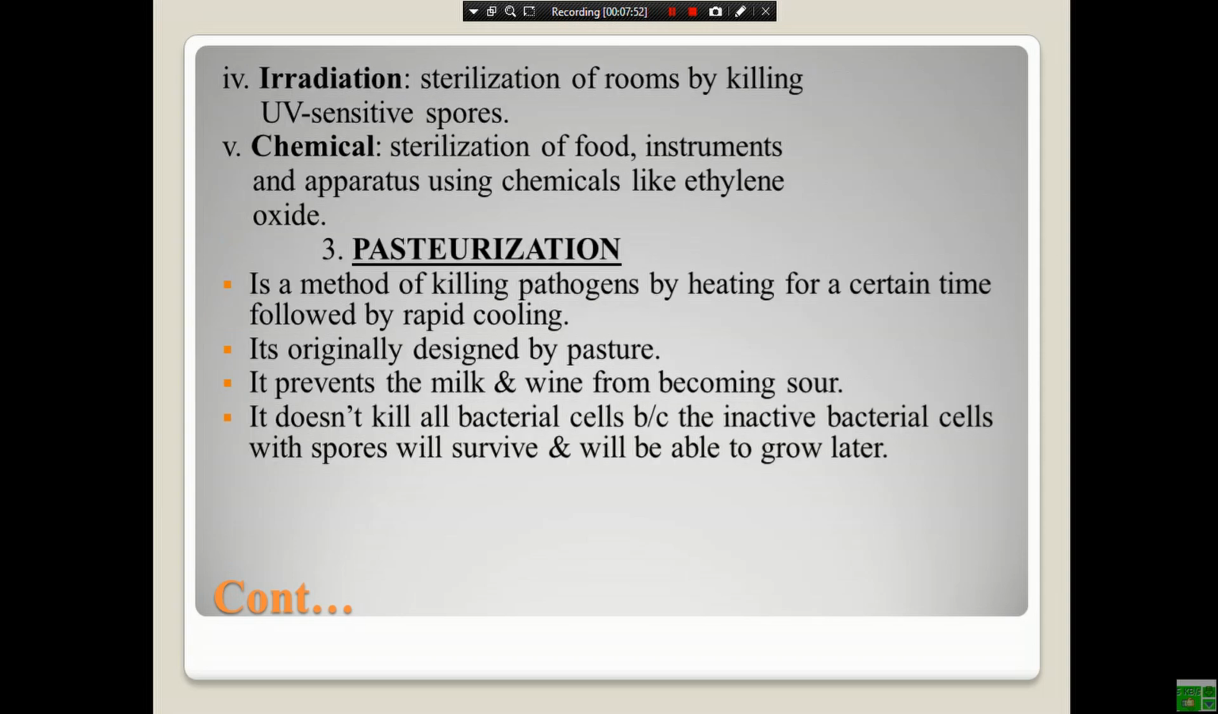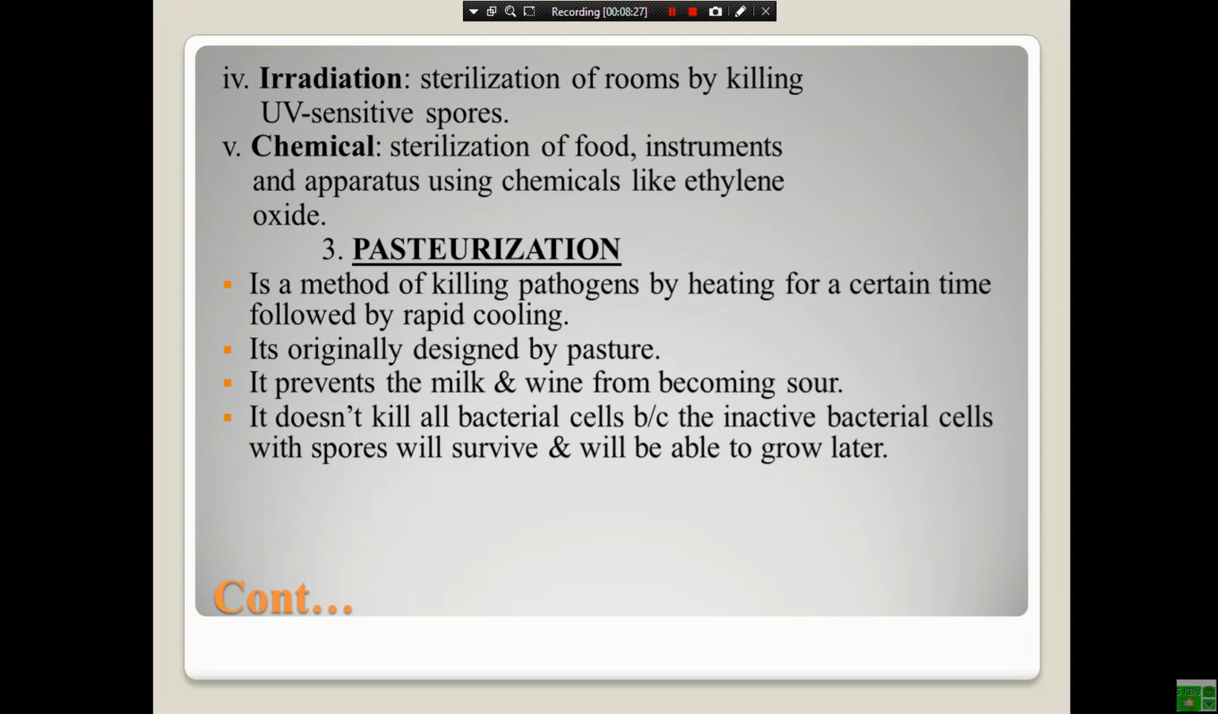The fourth type of sterilization is irradiation. It kills UV-sensitive, or ultraviolet-sensitive, spores mainly found in rooms, using a natural source, sunlight. And the last type of sterilization is chemical sterilization. We can use chemical sterilization on food, and on instruments and apparatus, using chemicals like ethylene oxide. That is all about the second type of microbial control.